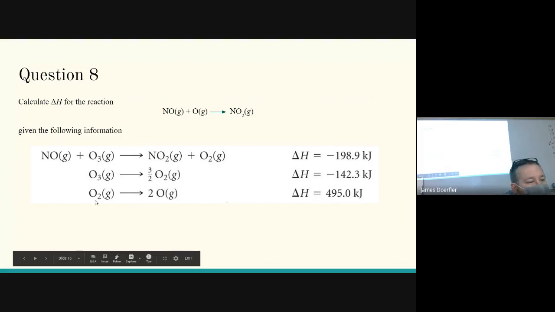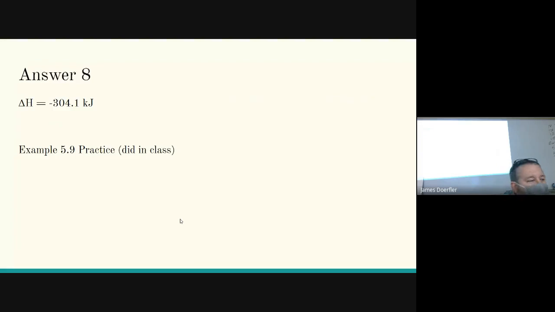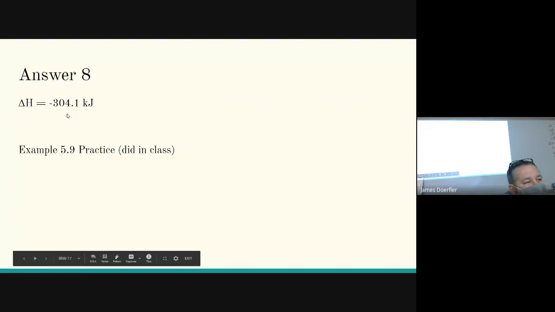Once you've got all that done, you're going to add up all of the reactants on the same left side. You're going to add up all the products and put them on the right side of the arrow, and then you begin crossing off what is the same on both sides of the arrow. And so when you do that, you find out that your equation matches, and then you sum up all of the enthalpy values, and you get an answer of negative 304.1 kilojoules.